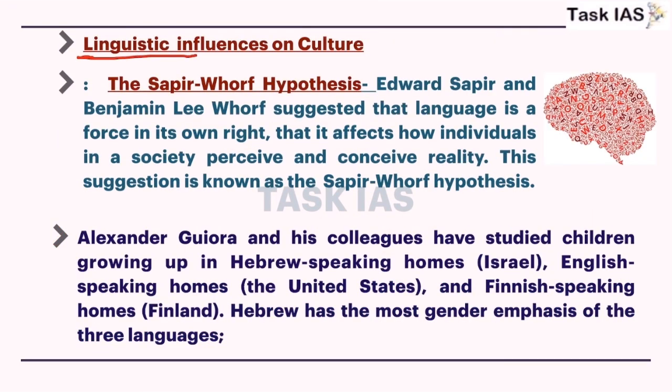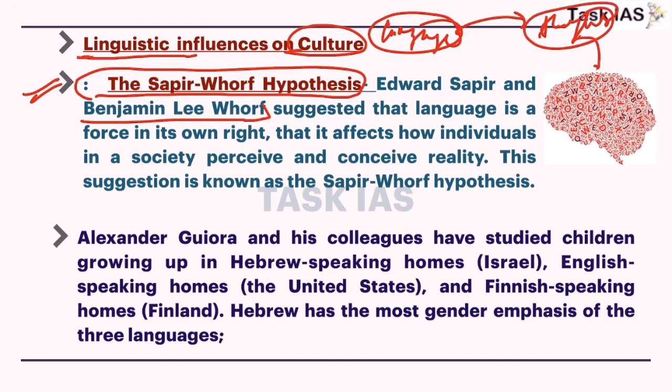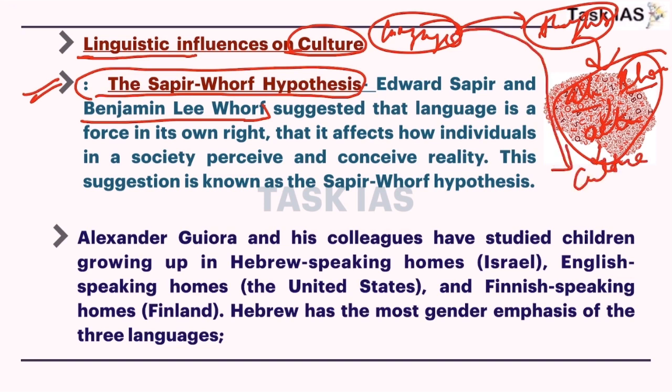Now, how does language influence culture? First is the Sapir-Whorf hypothesis. Edward Sapir and Benjamin Lee Whorf suggested that language influences our thoughts, and this leads to the production of different attitudes, behavior or action. What are they? They are part of our culture. In this way, how language influences culture was explained by the Sapir-Whorf hypothesis. They have given different examples.